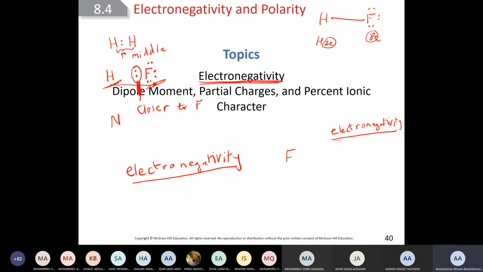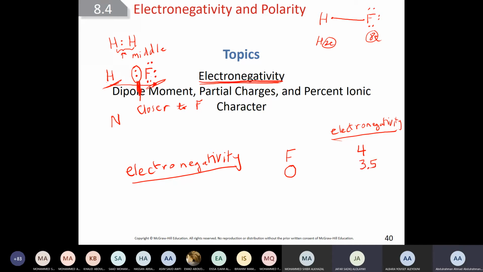Fluorine was the highest, and it was given the number 4. It has a meaning, but we are not going to go into the meaning. I want you to know that the electronegativity of fluorine is 4. Look at your periodic table. What comes before fluorine? Oxygen. It was given an electronegativity 0.5 less than fluorine. What is the electronegativity of oxygen? 3.5.